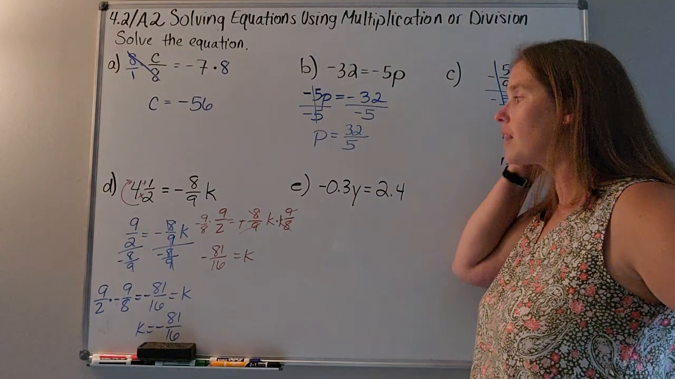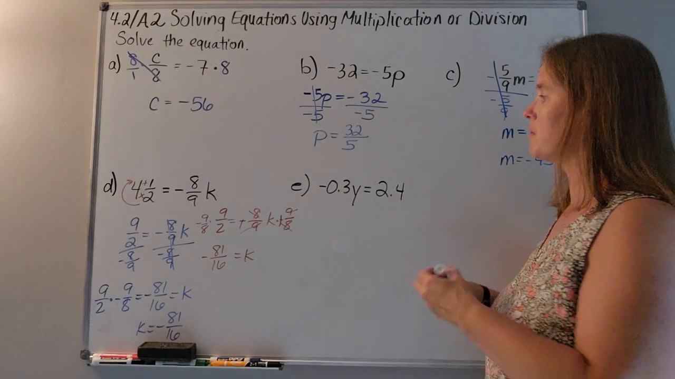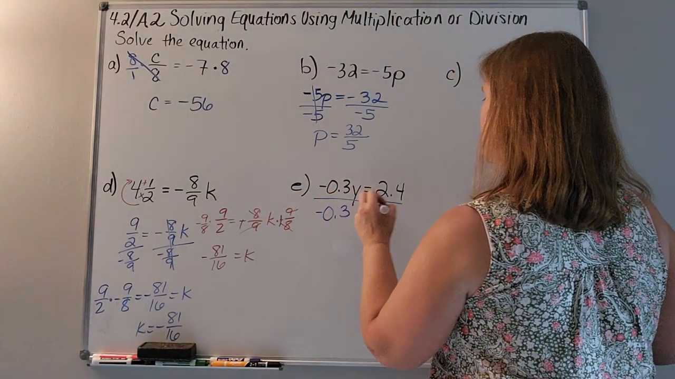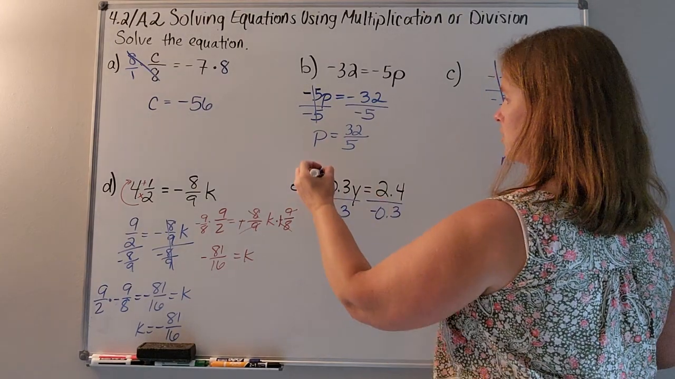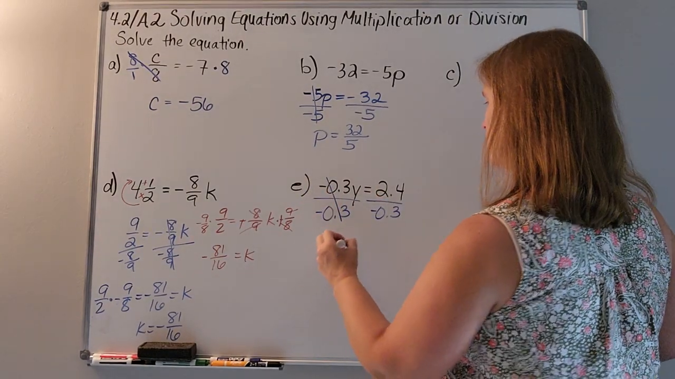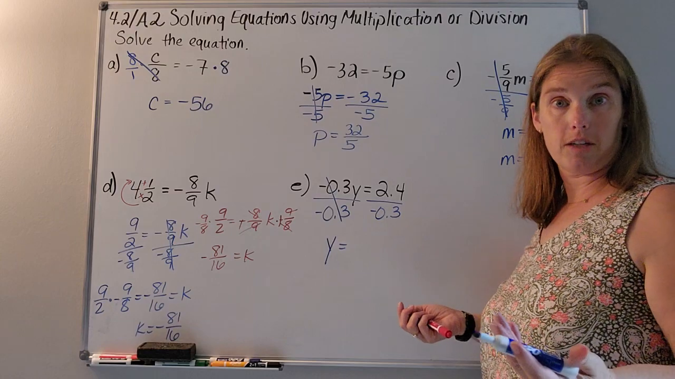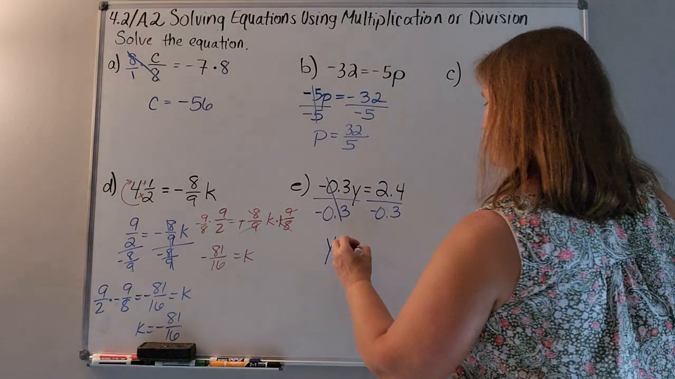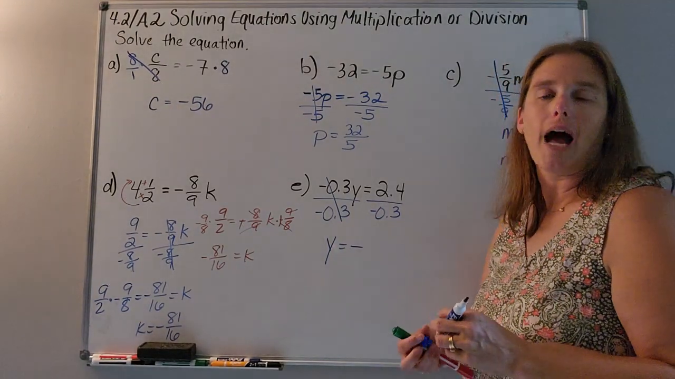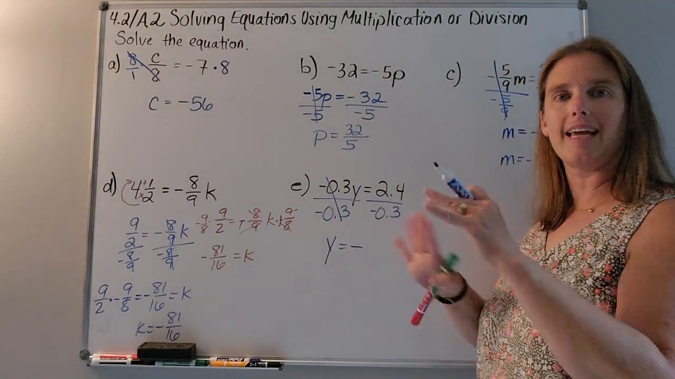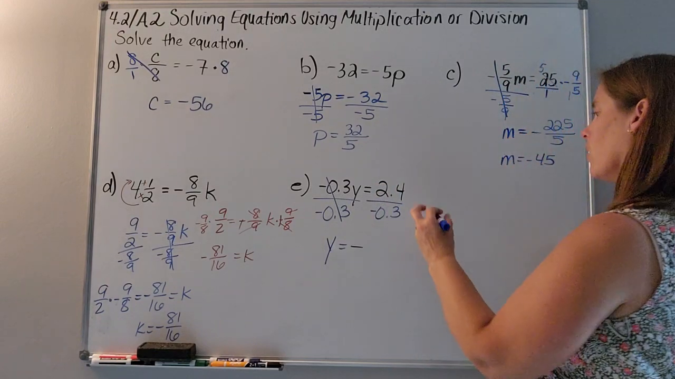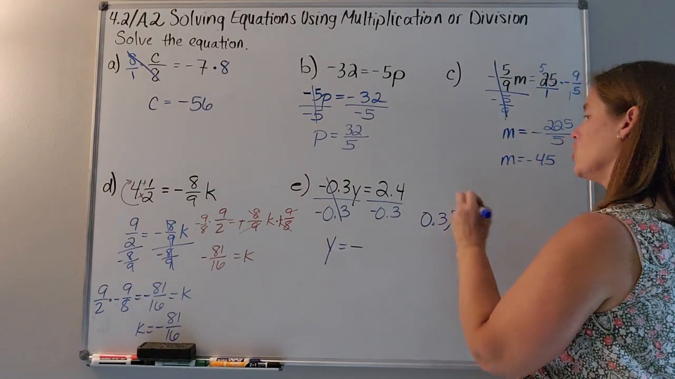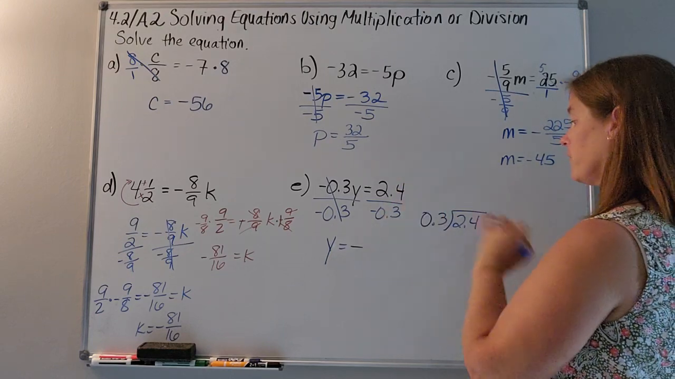We got decimals. We see multiplication, so that means we're going to do a little division to solve. Negative 0.3, negative 0.3, so those cancel out there. We got y equals. Now we've got to do a little division. We have a positive divided by a negative, so we know we're going to have a negative answer. When I actually write this out to solve, I don't write the negatives in the problem. They get in the way. So now, I'm just going to do 0.3 is my divisor, 2.4 is my dividend. Dividend over divisor.